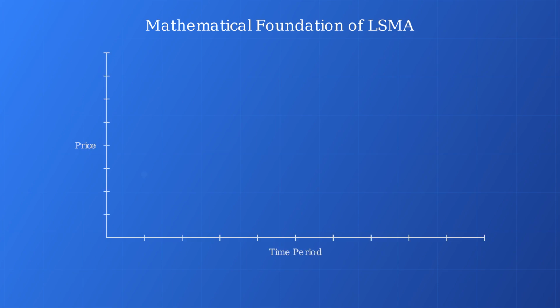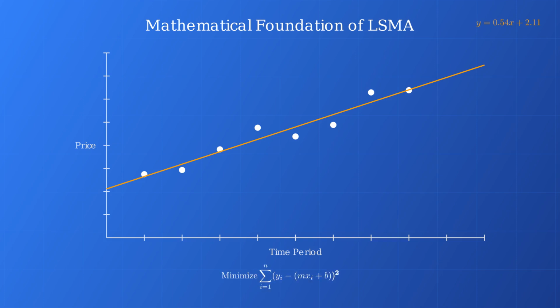To understand the least squares moving average, let's visualize some price data. Each point represents a price at a specific time. The least squares moving average calculates the line of best fit through these price points. This line minimizes the sum of squared distances between the actual prices and the regression line. Mathematically, we're minimizing the sum of squared residuals, which is represented by this formula. By solving this minimization problem, we find the optimal values for m and b.